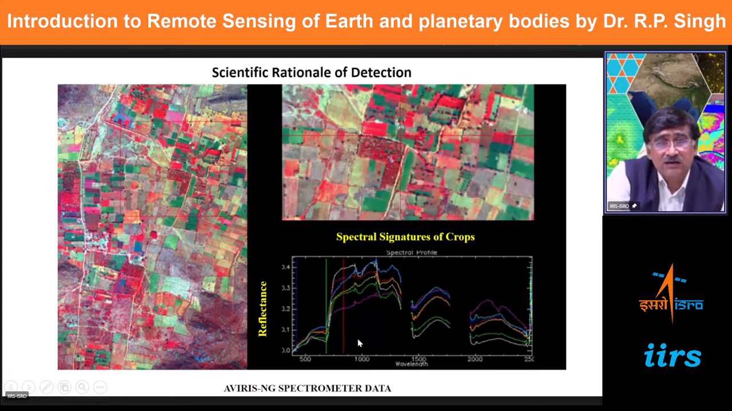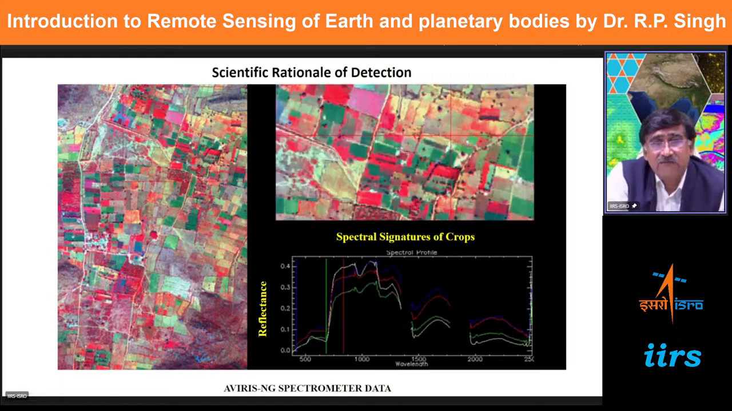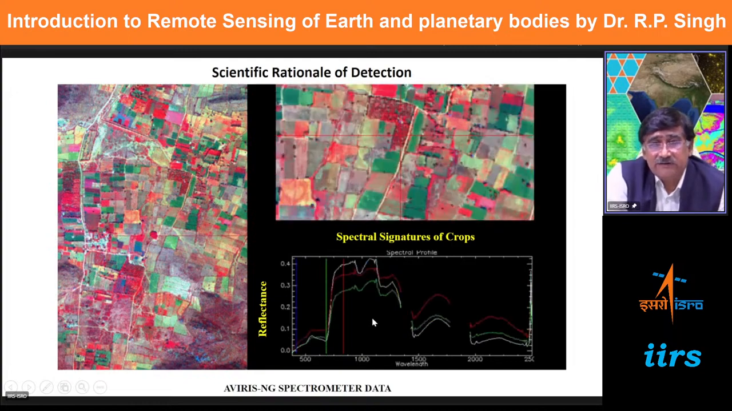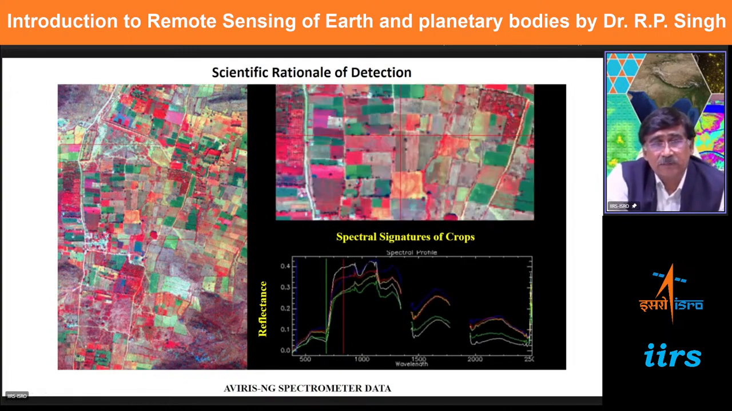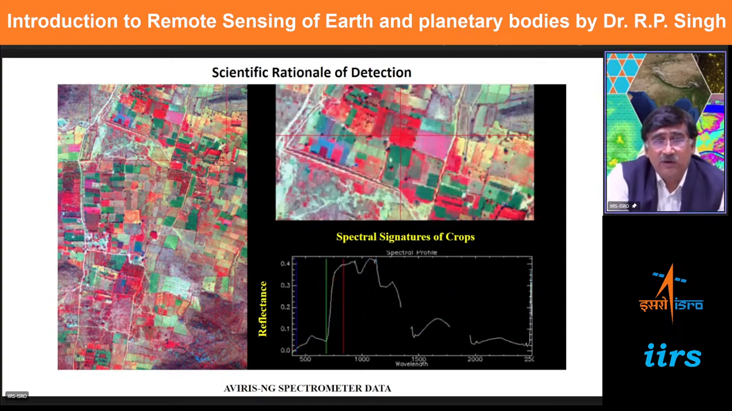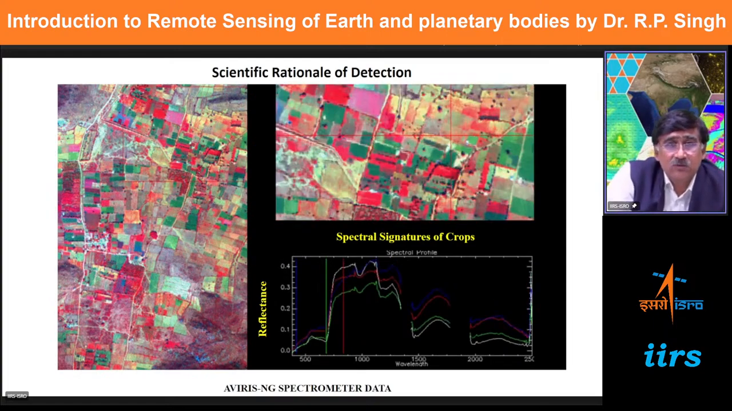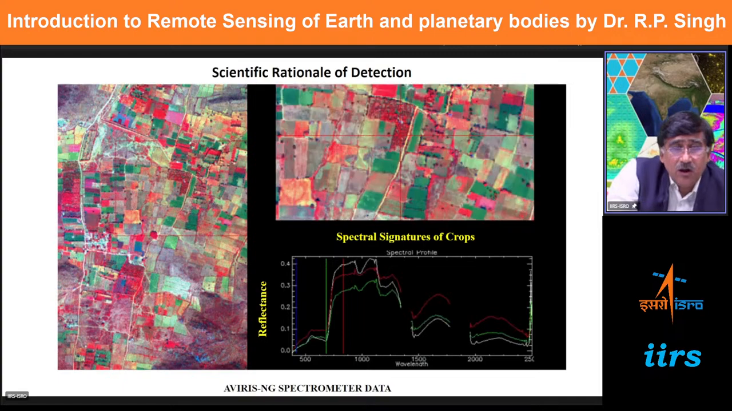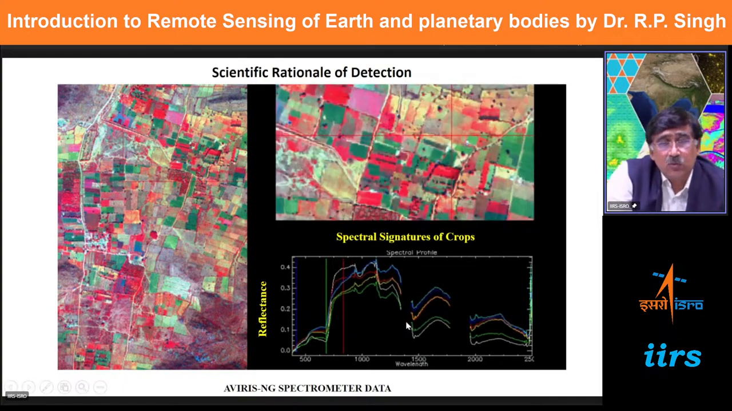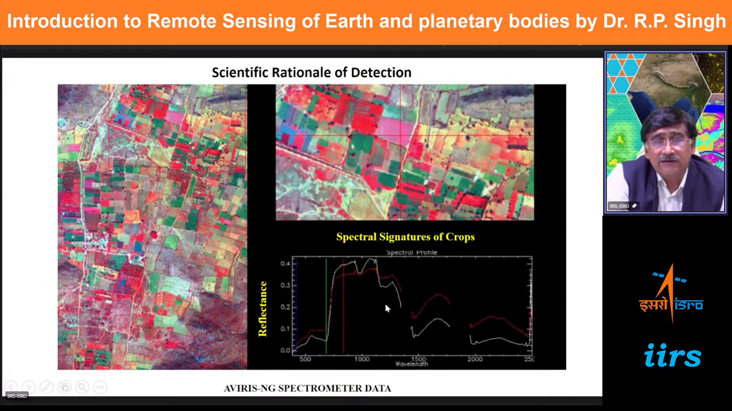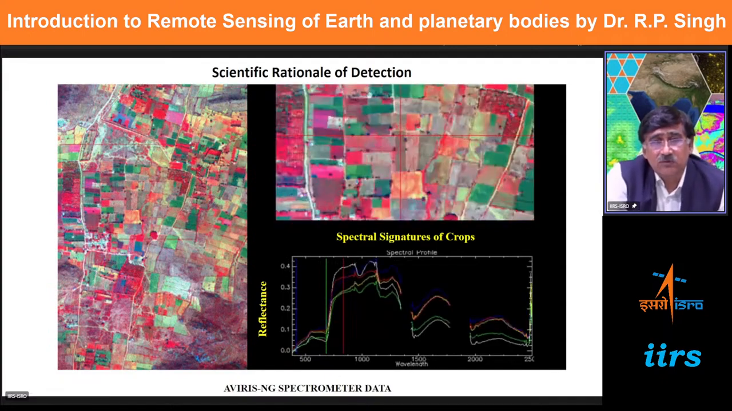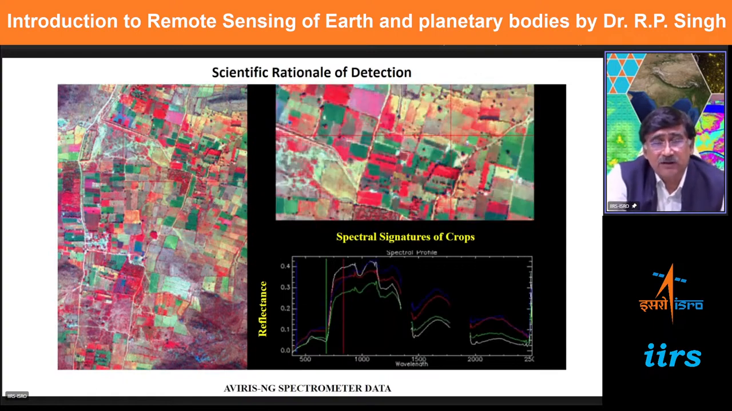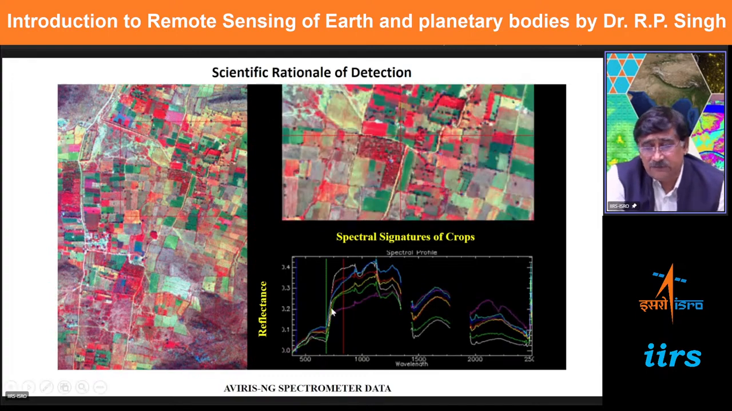You are seeing a spectral curve, meaning reflectance at different wavelengths at different fields, and you are seeing that their reflectance curve or signature is changing from field to field. When you have this particular library, and you already know that my particular crop has this spectral characteristic, then when we get observations from airborne or spaceborne images, we just try to match them and do the pattern recognition, and we are able to detect the crops and their biophysical properties more effectively using these principles.